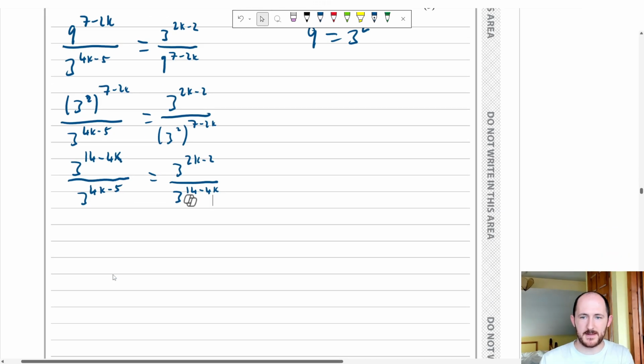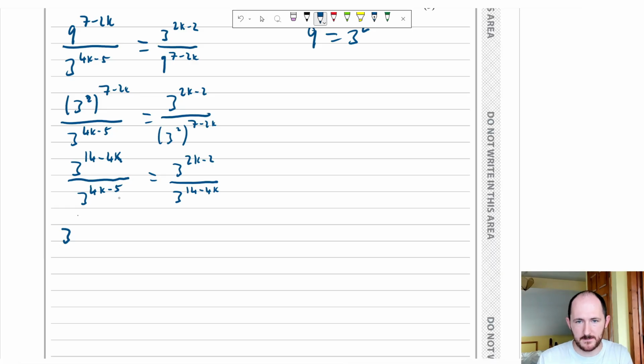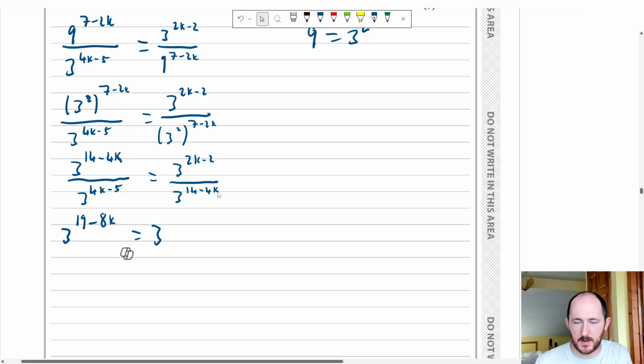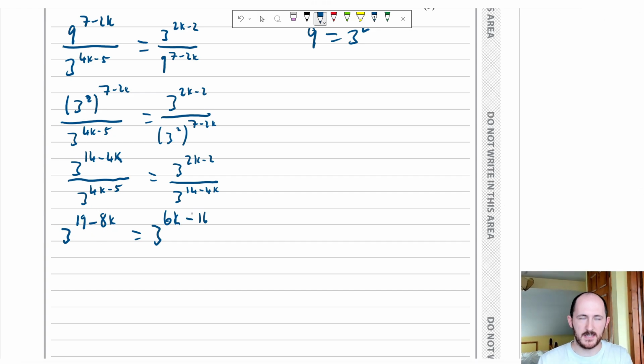Now we can subtract the indices because they're being divided. We need to be careful here because it'd be 14 minus 5, so it becomes 19. Then it's minus 4k minus 8k equals 3 to the 2k minus 4k, so 6k, minus 2 minus 14, minus 16. Because the bases are the same and these two sides are equal, it means their indices should also be equal.